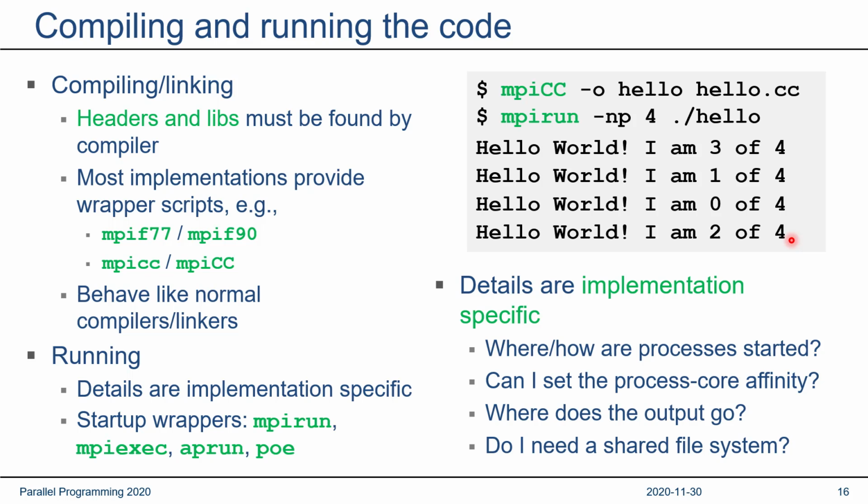Another question that's important is, do I need a shared file system? So my home directory, or the directory in which I start the MPI program, does it have to be shared across all the nodes that comprise the cluster I'm running on? Or is it possible to have local directories there? These are all important questions, and they are not in any way defined by the standard, so consult the documentation.